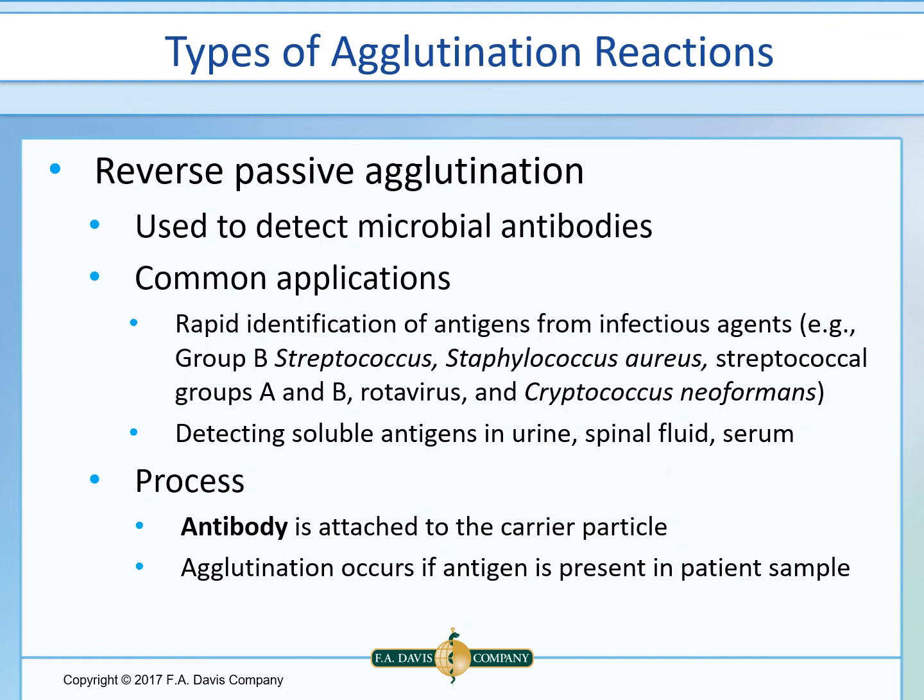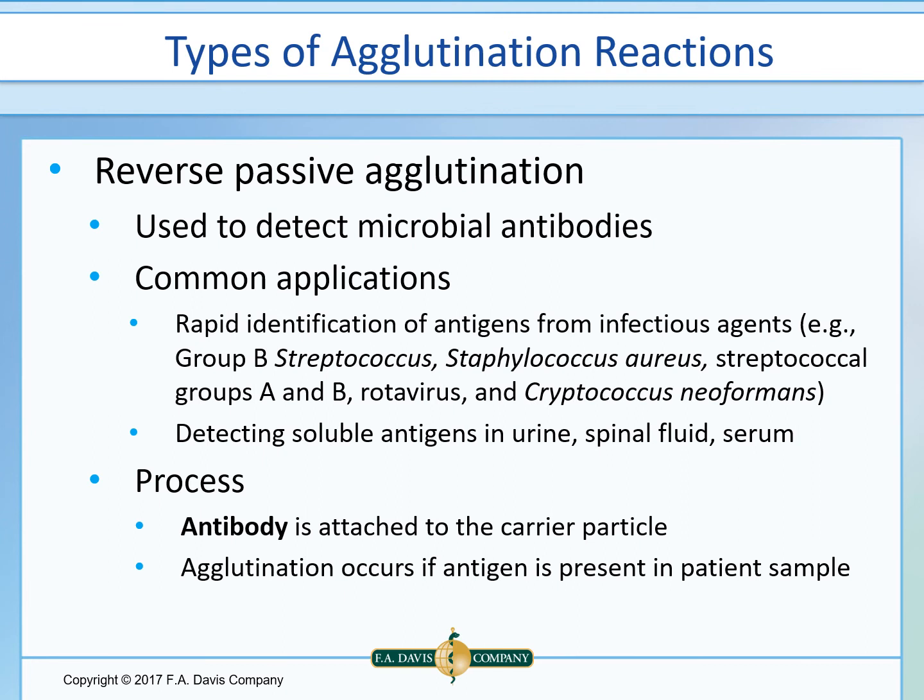Reverse passive agglutination is another type of reaction, and this is commonly used to detect microbial antigens. These types of reverse agglutination tests are most often used for organisms that are difficult to grow in the lab, or in scenarios when rapid identification will allow treatment to be initiated more quickly.